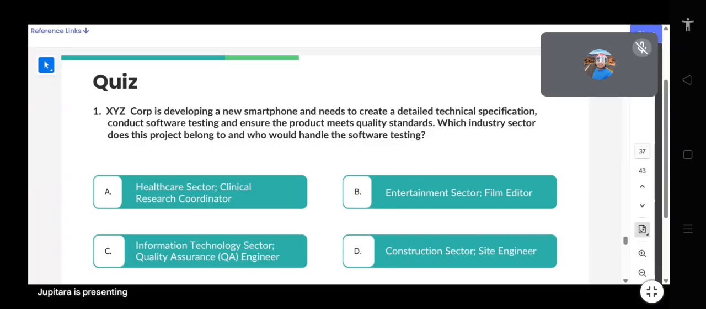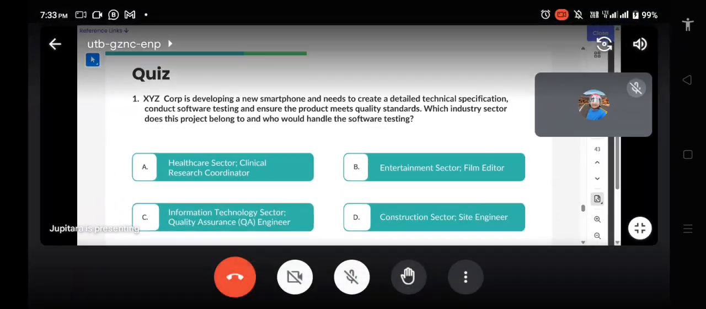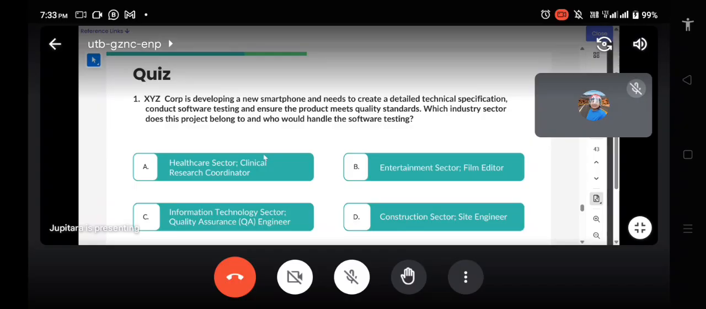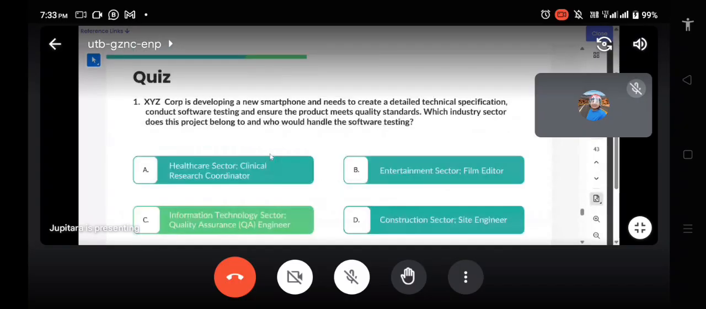Anyone want to try? Information technology. Information technology. Let's see. Yes, correct.